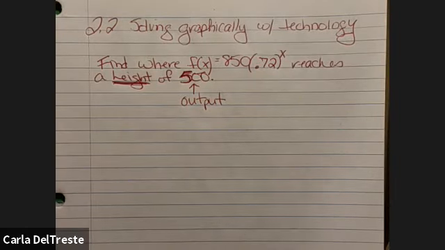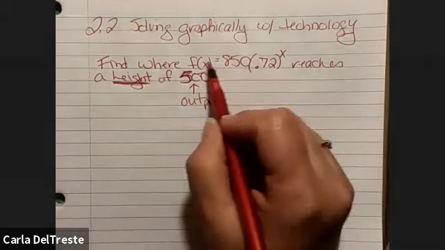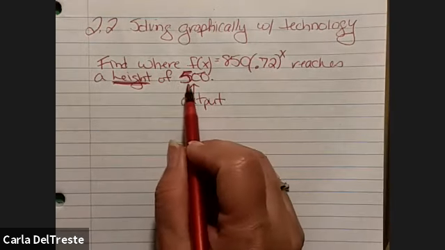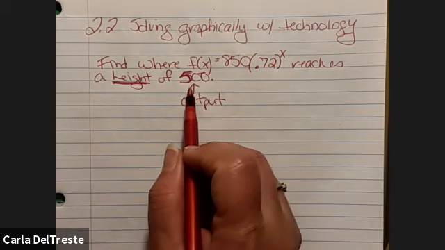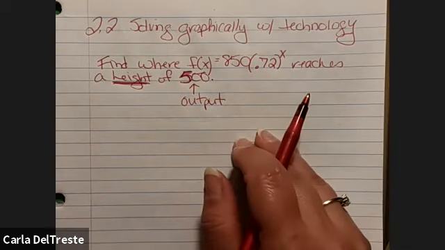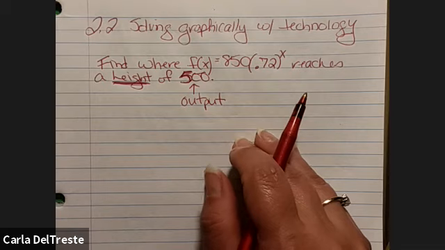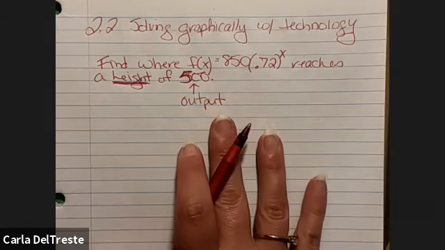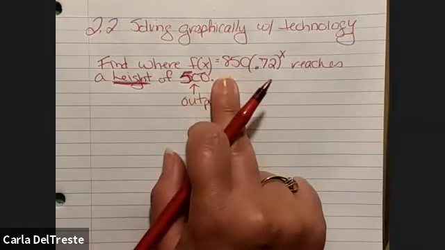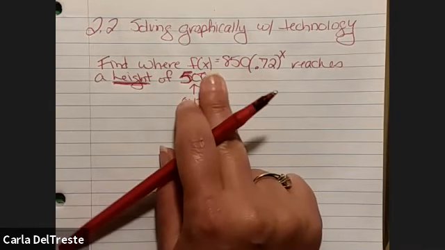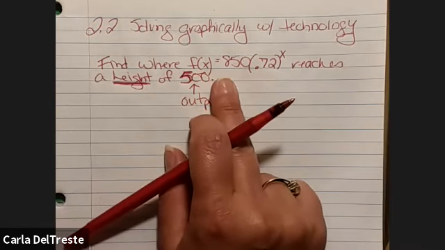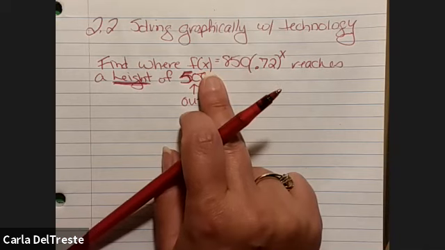So if I want to know where this function reaches a height of 500, I'm going to want to make a boundary at that height when I make the graph. Before we turn to technology, what do you know about this function? Don't just wait for the calculator and trust the calculator. What are you anticipating you're going to see?